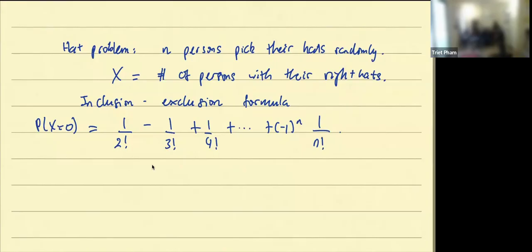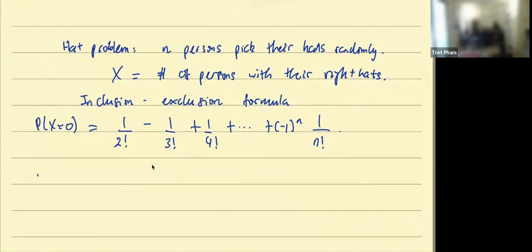Now, the question for this lecture is something like this: find the expectation of X. Find the average number of persons with the right hat. And that's a challenge here.